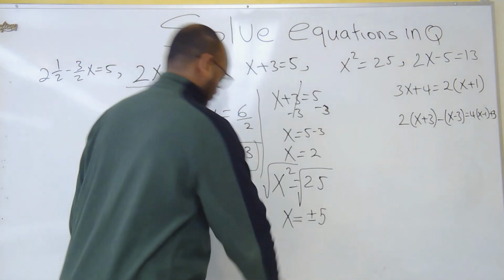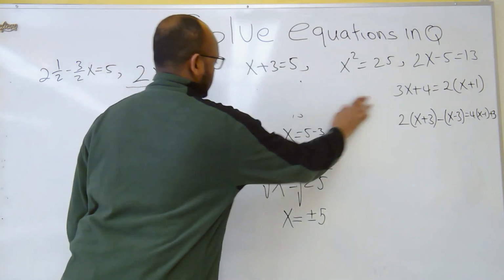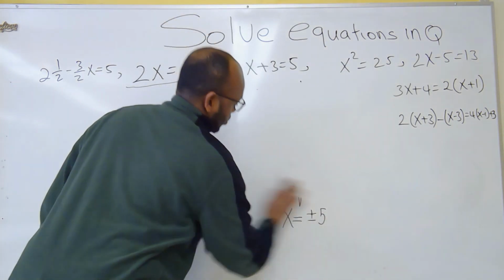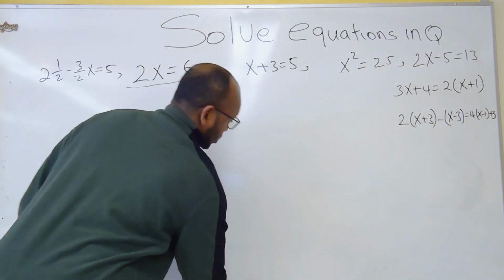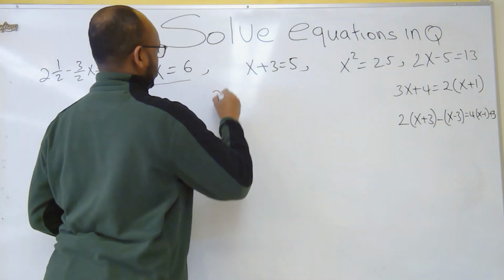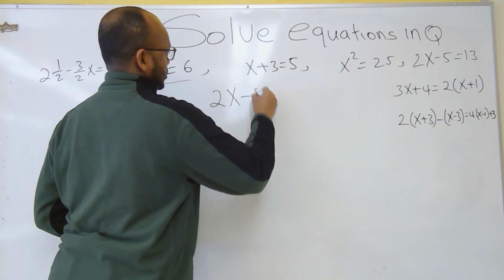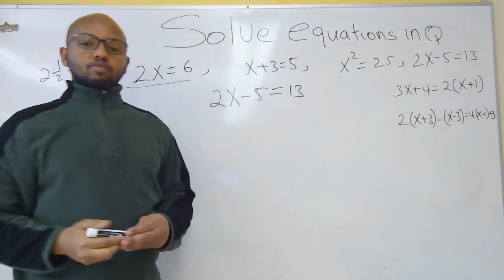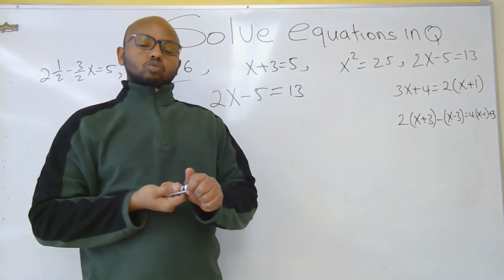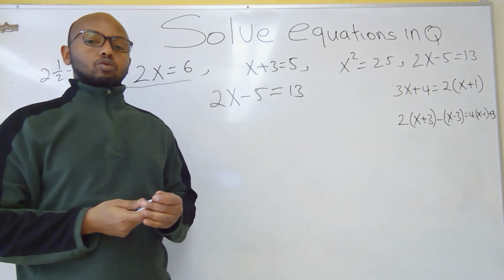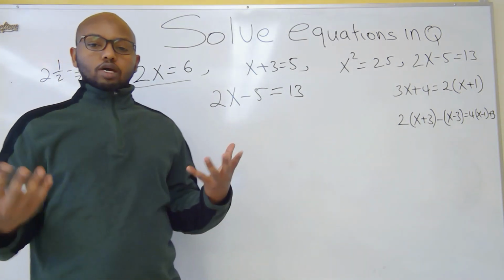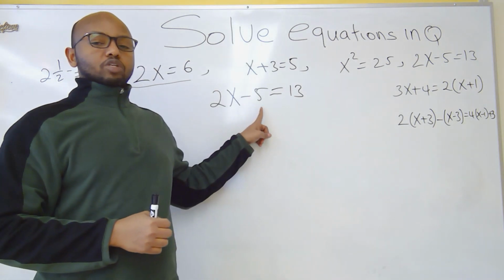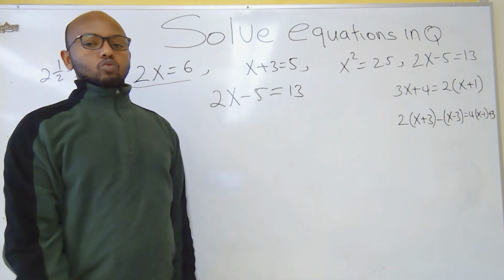Now the other one, let's write it down here. The other equation is 2 times x minus 5 equals 13. So here we have a number that I multiply by 2, double a number. You can say double, or you can say times 2. Both are acceptable. Then you subtract 5, and your answer will be 13.